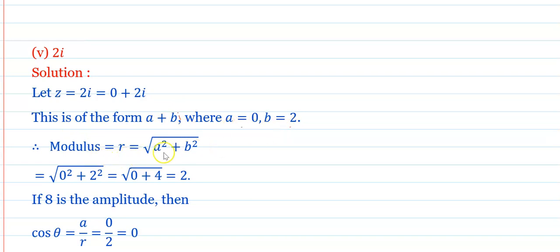Modulus r is equal to the square root of a square plus b square. That is the square root of 0 plus 2 square, the square root of 0 plus 4, and that is equal to 2. Next, if theta is the amplitude, then cos of theta is equal to a upon r. A is 0, so 0 upon 2.